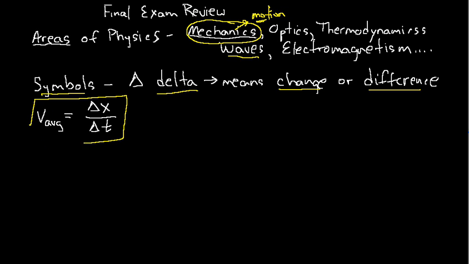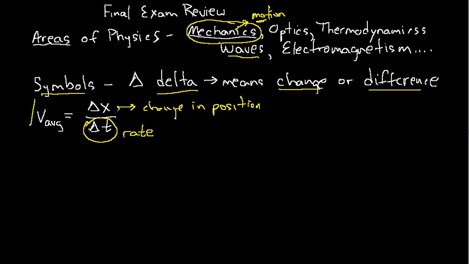It's our average velocity formula, and it states that the average velocity is the change in position over the change in time. Average velocity is a rate. Anytime you see a change in time on the bottom, that indicates rate. And it's a change in position over change in time.